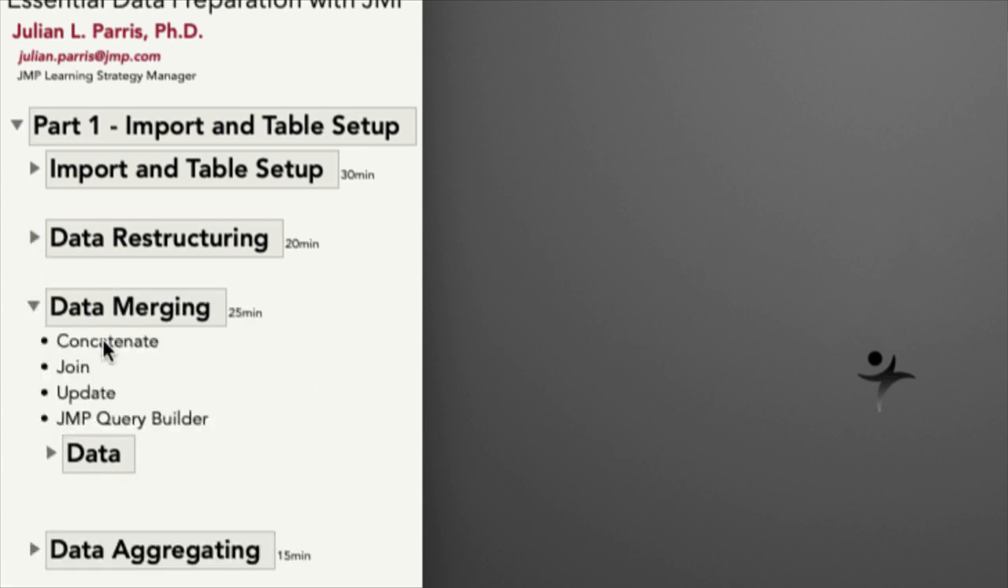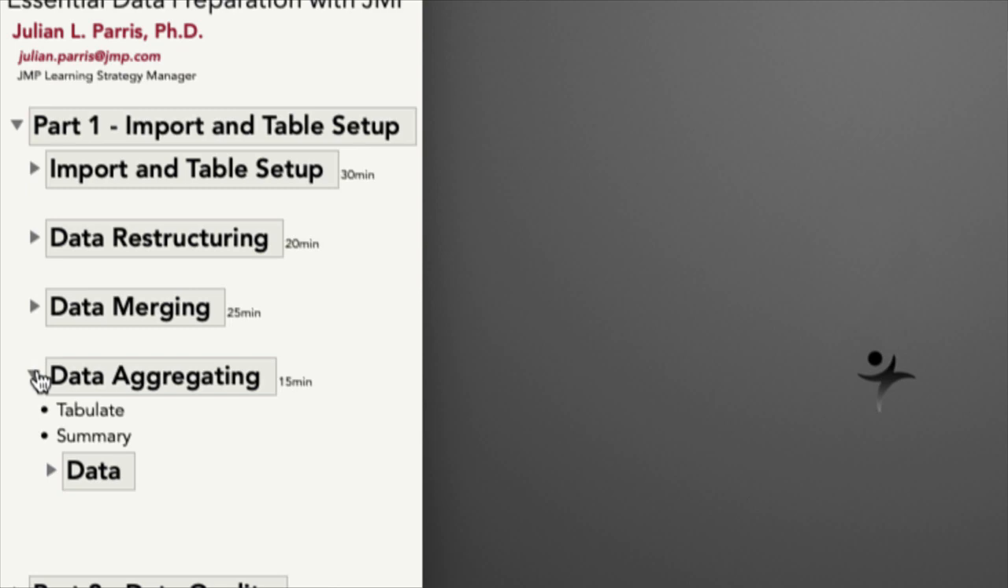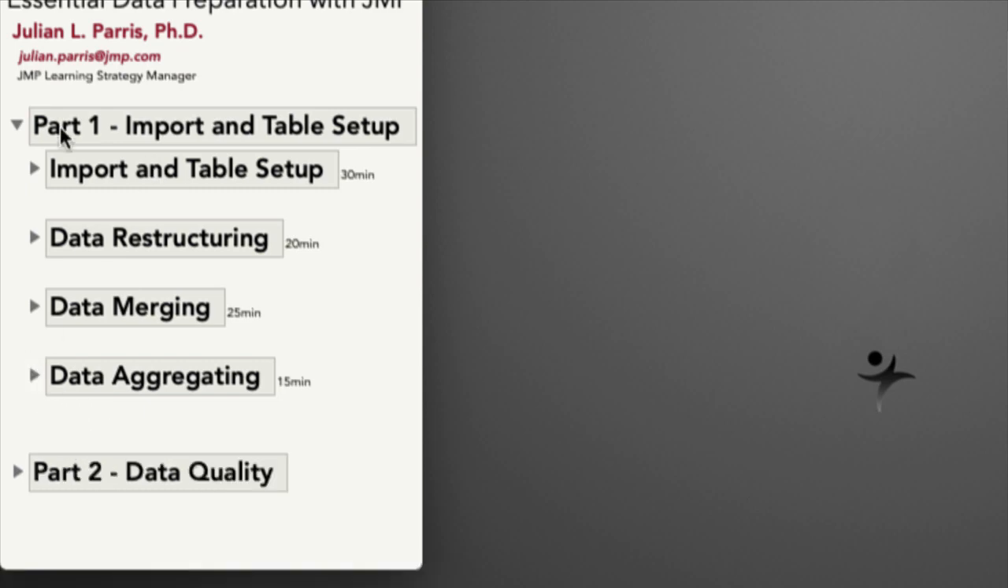We'll look at merging data, concatenating, joining, updating, and using something called the query builder, so bringing data from multiple sources together. And then we'll look at aggregating, so tabulation, like pivot tables in Excel, and summary, so taking summaries or aggregations over particular rows in our table and doing it now in new columns. So that's the first part of the day.